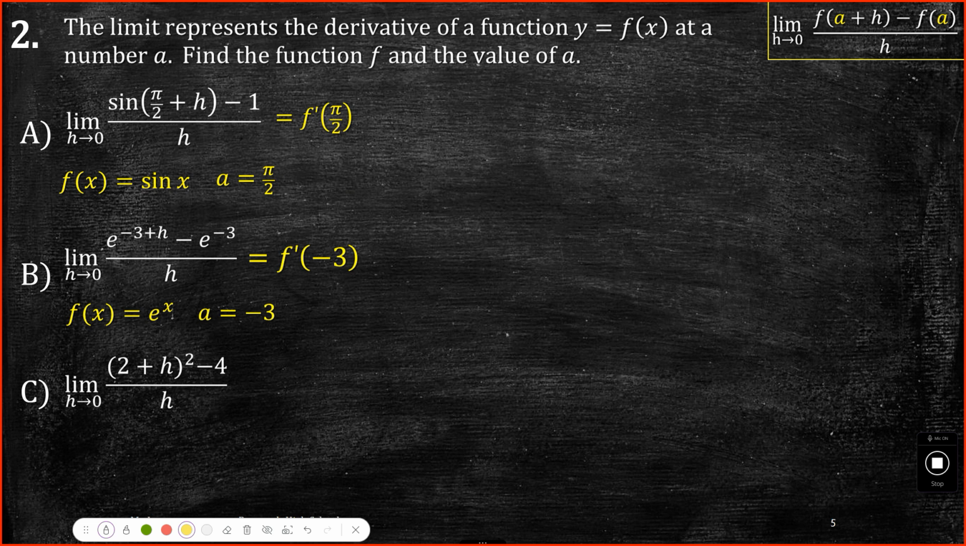Now 2 plus h, we're going back to what I just said. The faster way to do it is this. The 2 plus h is represented by x. So it's a quadratic function. It's x squared equal to f of x. And then we're evaluating to find the derivative at a equals 2.